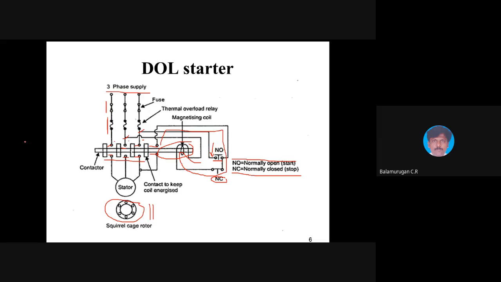Okay. This is as per the operation. What is the role of the start button and stop button? The start button is used to energize the magnetizing coil. The stop button is used to de-energize the magnetizing coil. Based on the magnetizing coil condition, the contacts will move to the right side or the left side.